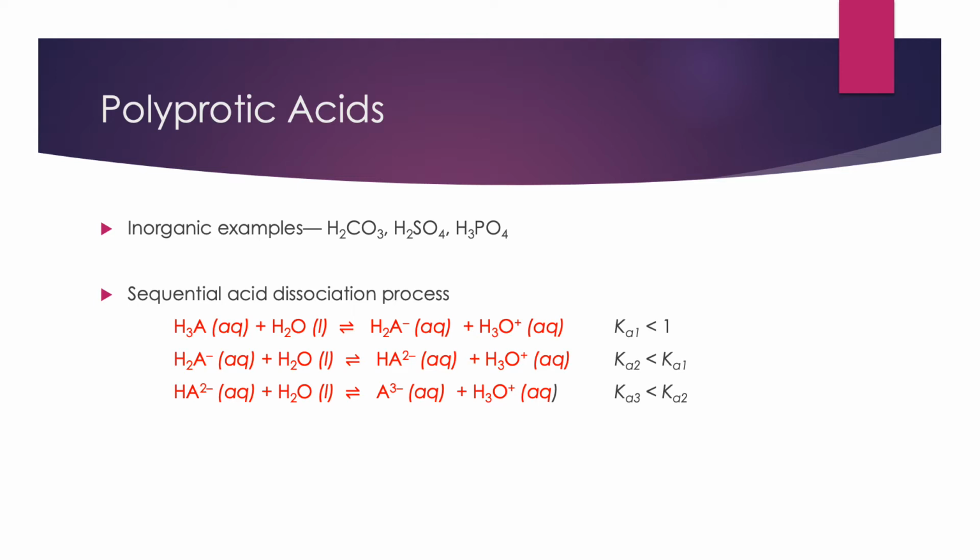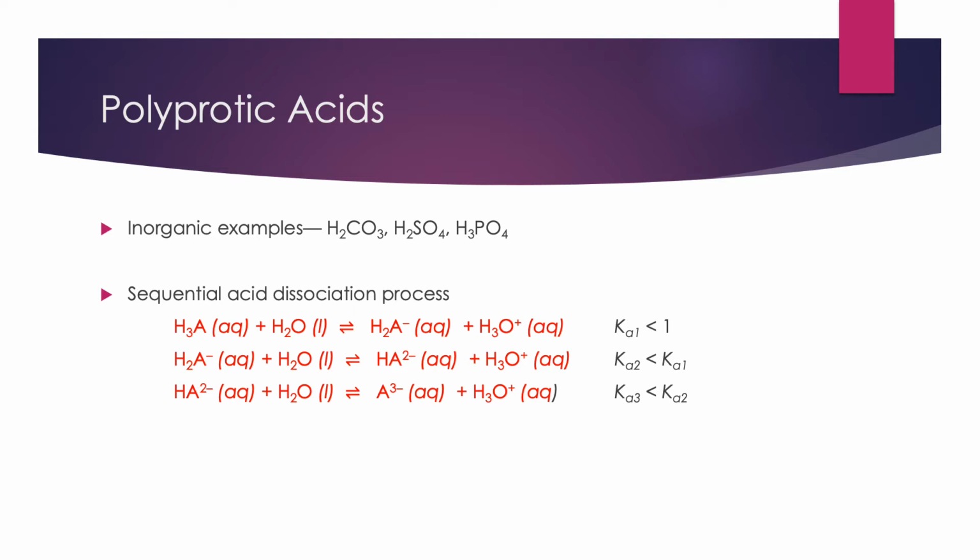We'll call that Ka2, and it is generally true that Ka2 will be less than Ka1. So each successive proton that we're removing from the polyprotic acid is less acidic than the previous one. Finally, this one has a third proton it can donate, so HA2- can react with water to form the bare conjugate base A3- and hydronium ion, and it too will have a Ka value, Ka3, which will in general be less than Ka2. So we have three different Ka values because we have a triprotic acid.